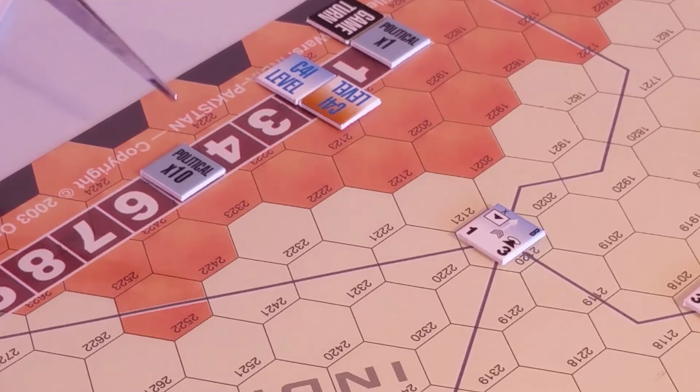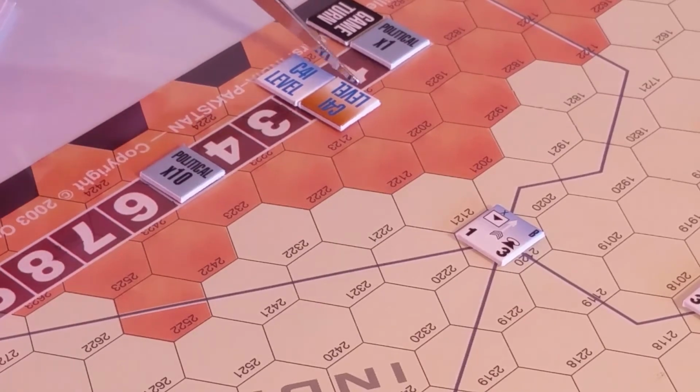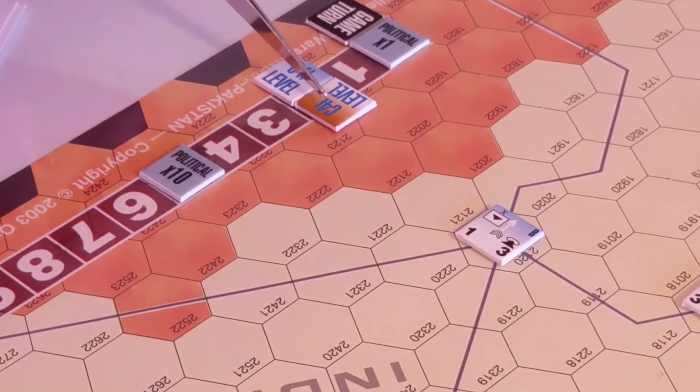Because it's 50, it's right in the middle. It's not 67 or more or 33 or less, so the random event is not going to have an effect. Also on this track, I have recorded the C4I levels for both sides: Indian 2, Pakistani 2.